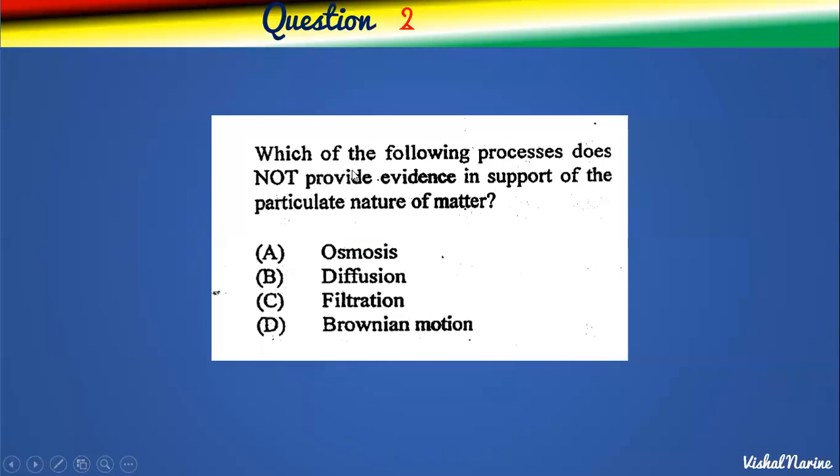Question 2. Which of the following processes does not provide evidence in support of the particulate nature of matter? And that is filtration, correct? Osmosis, diffusion, and Brownian motion. These are the three processes that do provide evidence in support of the particulate nature of matter.